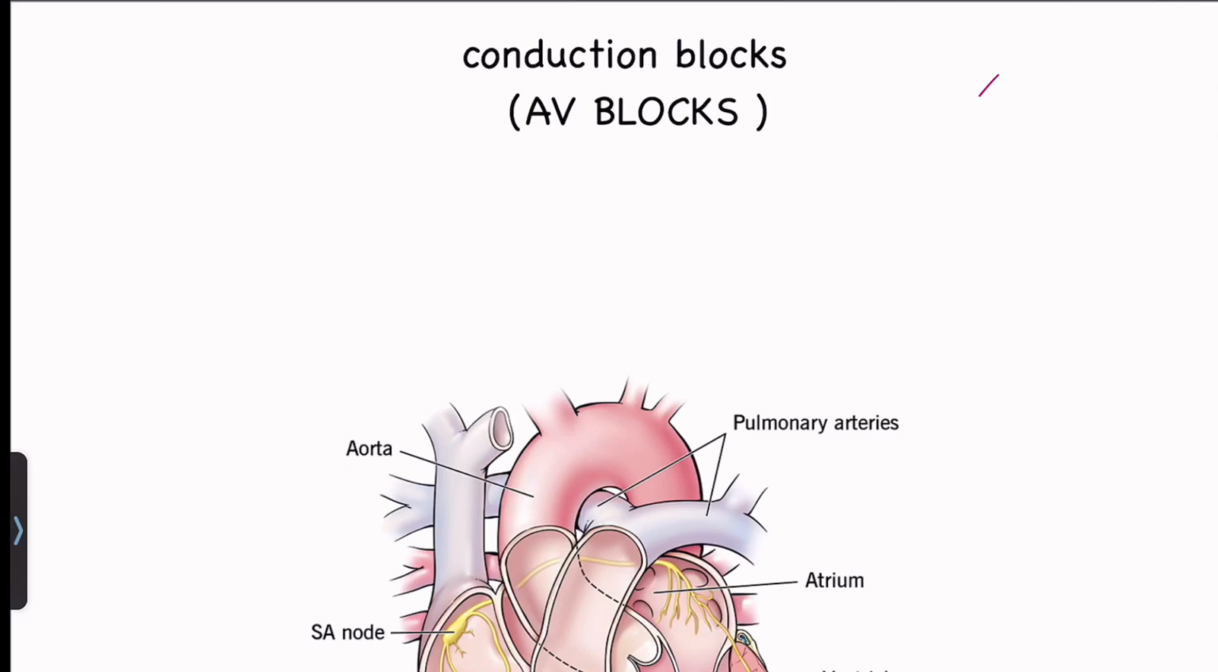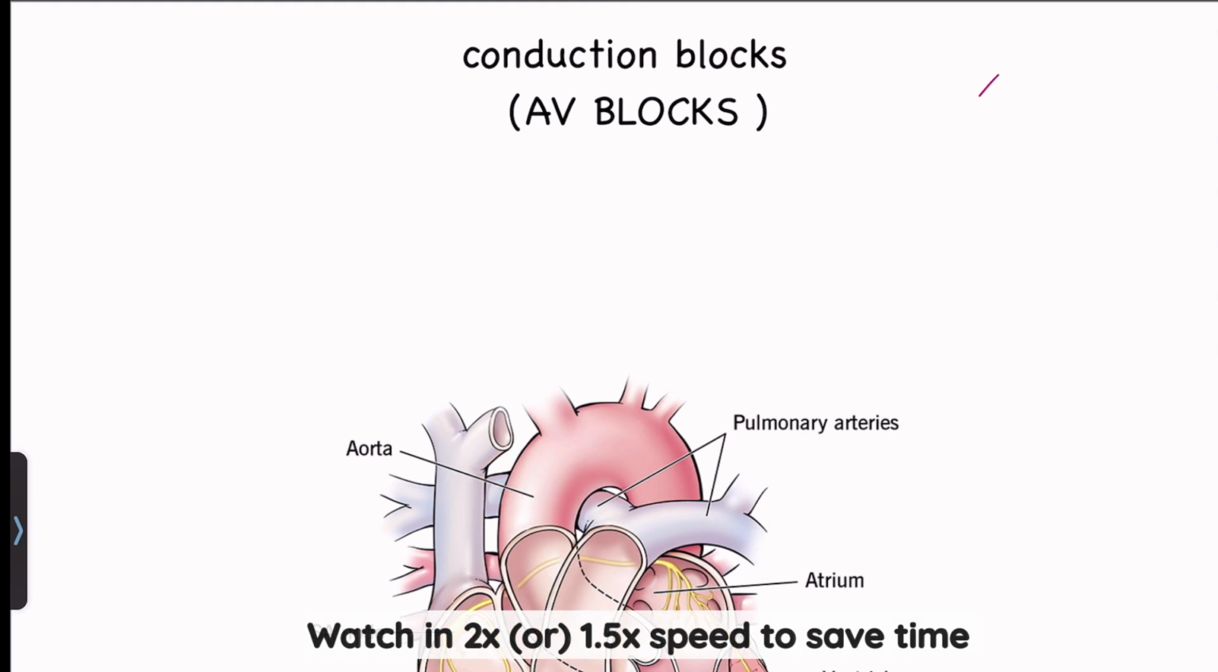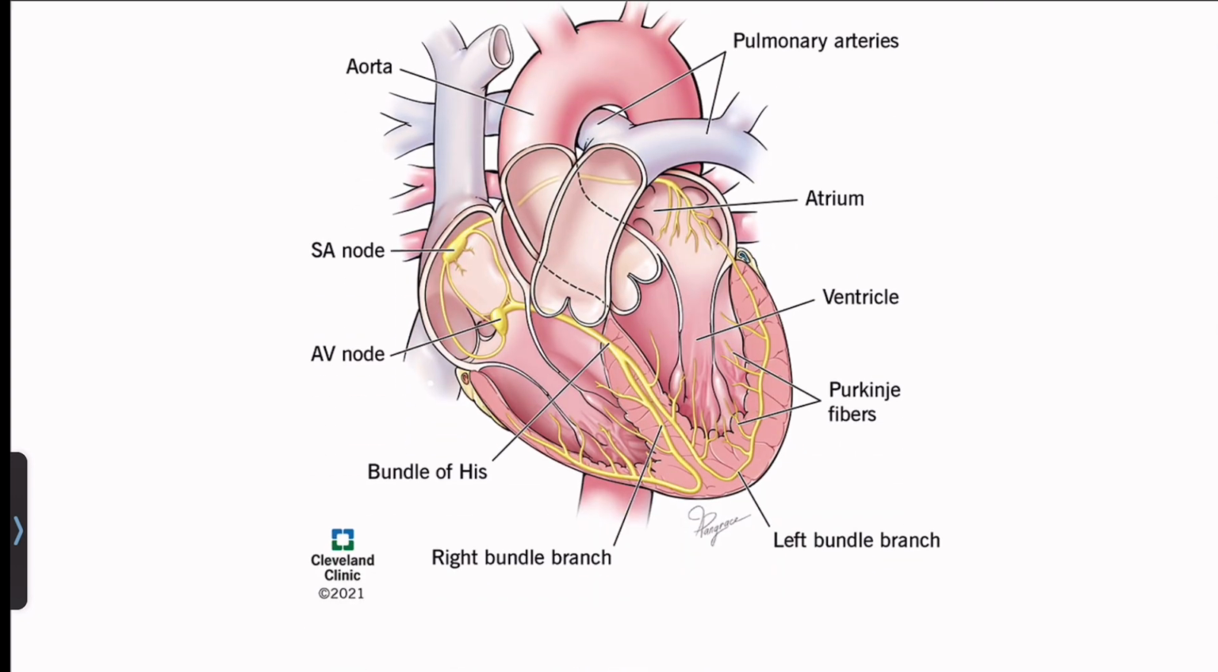In this video I will be talking about the conduction blocks or the AV blocks. Basically the conduction system starts from the SA node. The impulse from the SA node will travel to the AV node. From the AV node they enter into the bundle of His. From there they enter into the Purkinje fibers.